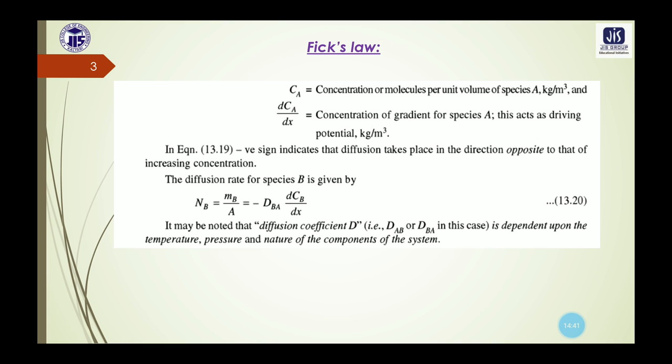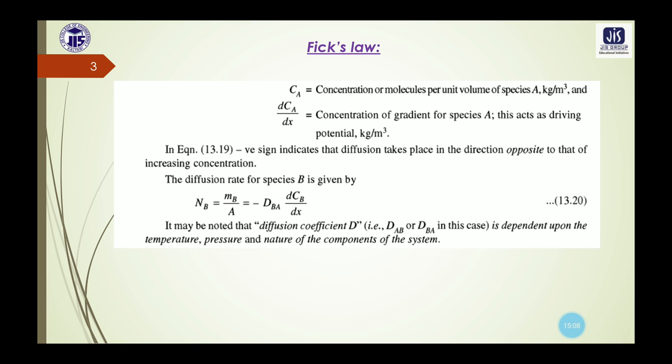Next notation is C_A. This is the concentration, or molecules per unit volume, of species A, and the unit is kg per meter cube. Next, dC_A by dx is the concentration gradient for species A. This acts as the driving potential. The unit is kg per meter cube.